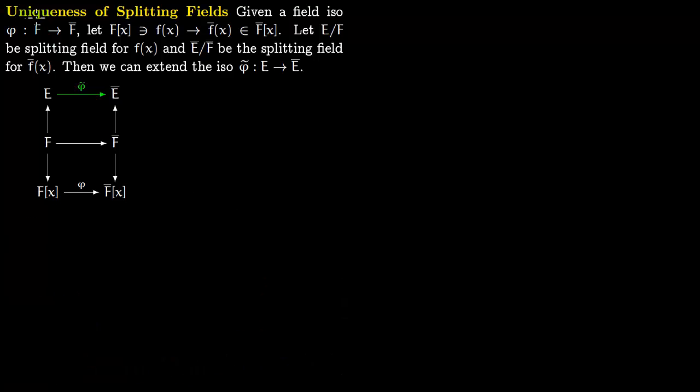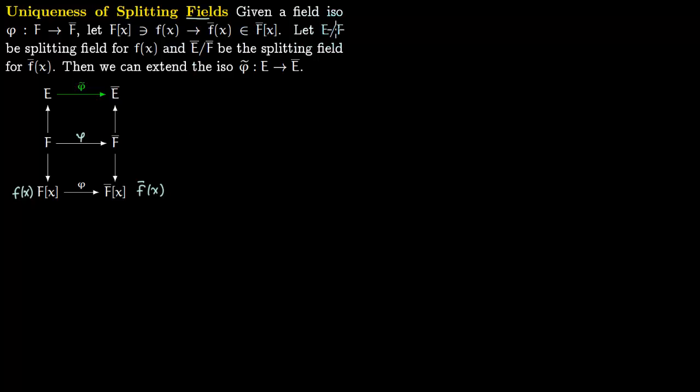So let us now talk about uniqueness of splitting fields. So say we are given a field isomorphism varphi from F to F bar. So say you have a field isomorphism here, varphi from F to F bar, and say you have a polynomial f of x which lies in this ring. So you have f of x here, and this gets mapped to f bar of x here.